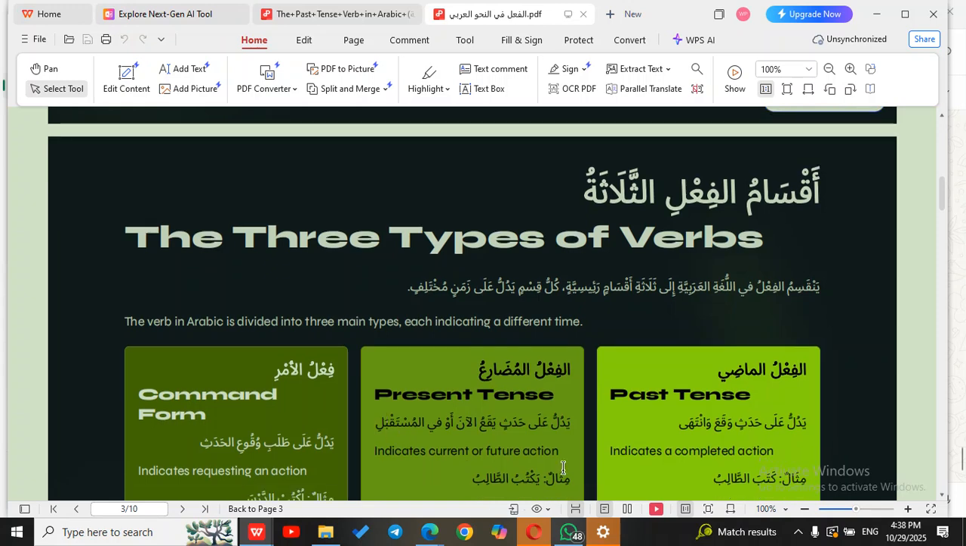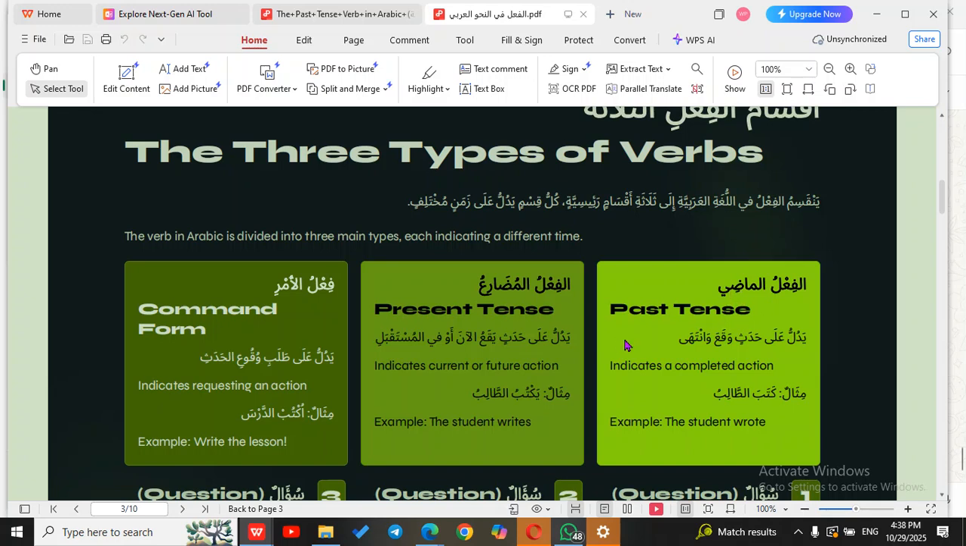The first one here we have al-fi'l al-madi, which is past tense. Al-fi'l al-mudari', which is present tense. The last one is fi'l al-amr, which is command form, or you call it imperative tense. So fi'l al-madi, it is the one that indicates about the past. Yadulu ala adasin waqa'a wa inta'a, indicates a completed action.